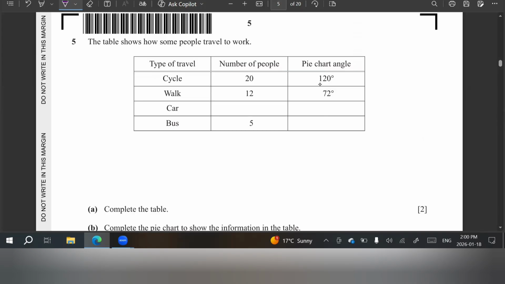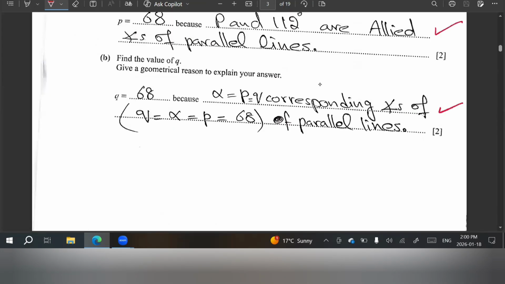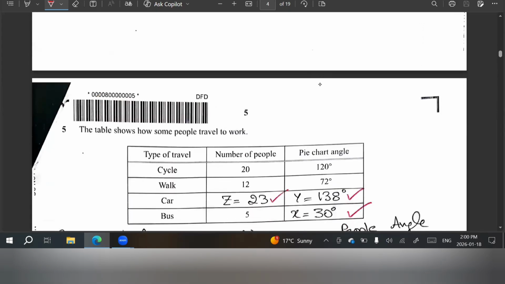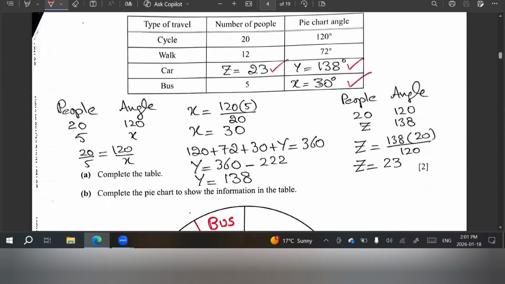In the method of proportion, you see what we do. The people and angle for cycle: 20 people are represented by 120 degrees. So 5 people will be represented by how much? That will be 20 over 5 equals 120 divided by x, cross multiply. So x will be equal to 120 multiplied by 5 divided by 20, and that will be 30. In the same way, I got this angle.